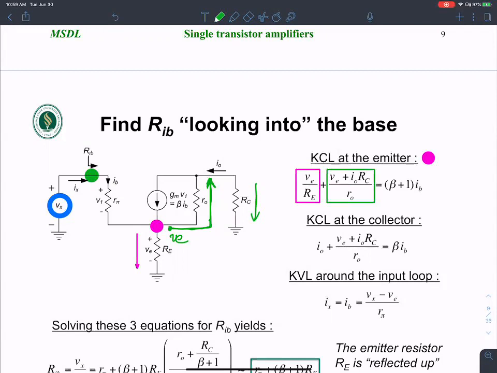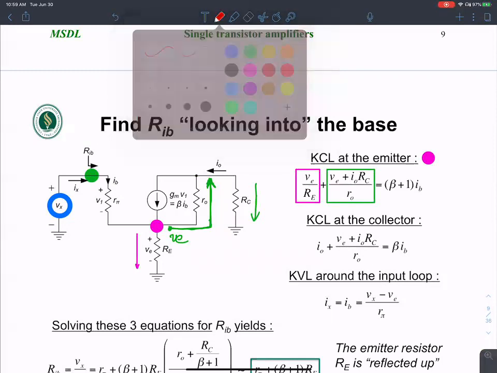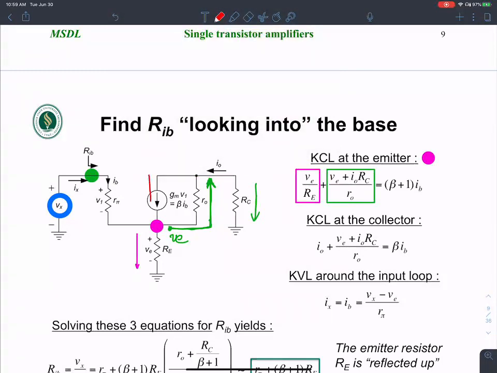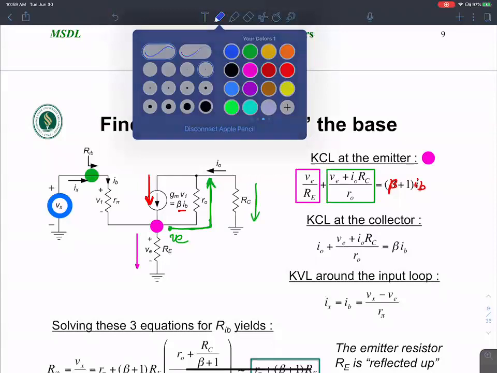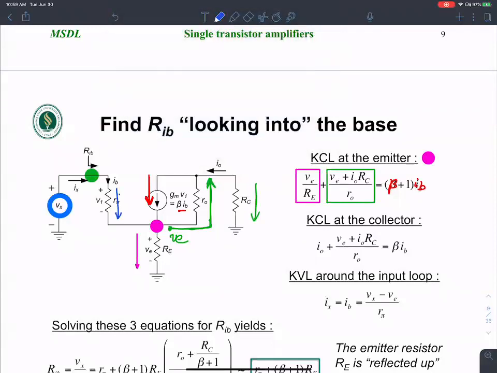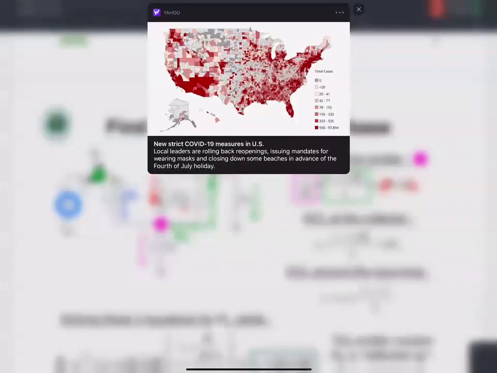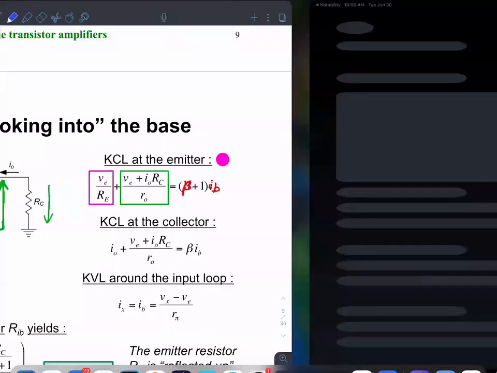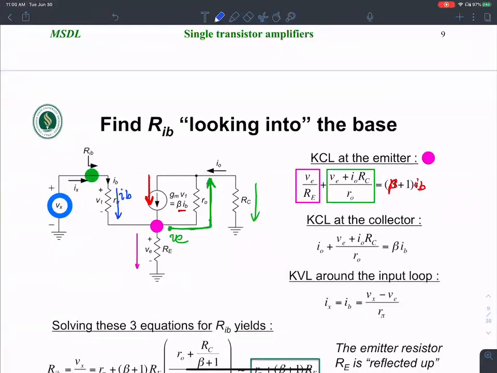Now, those are two currents. What else? Let's not forget this current over here, that is beta times IB. And then there is another current here, the blue current, IB, flowing here. So if I add them up, I have beta plus 1 times IB.